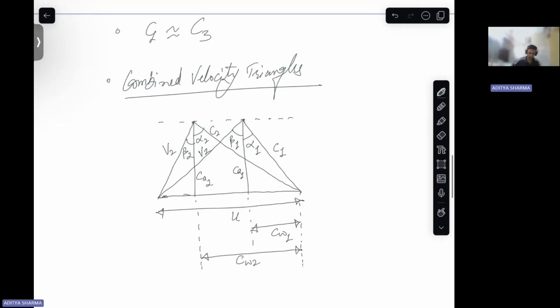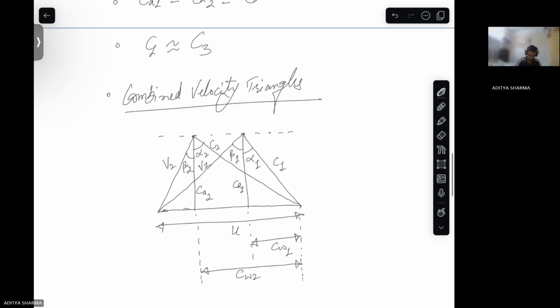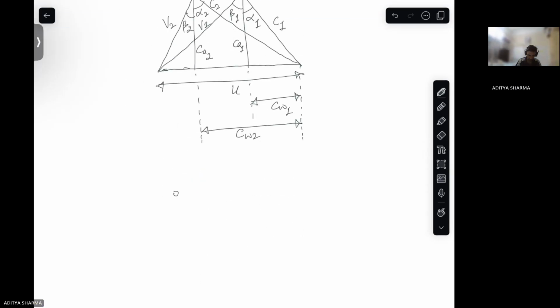So these are your combined velocity triangles. Then from these velocity triangles, you get this relation, which is tan alpha 1 plus tan beta 1 is equal to tan alpha 2 plus tan beta 2.